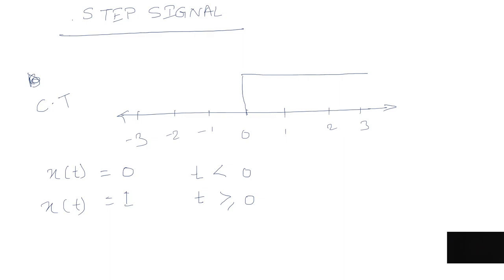Yes, sir. Okay, so this is called a step signal. How do I write the equation of this? I represent this as u of t, and u of t will always be 0 for t less than 0, and u of t will always be equal to 1 for t greater than or equal to 0. Okay, so understand this. This is u of t always.